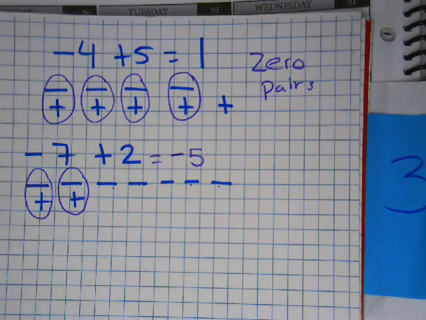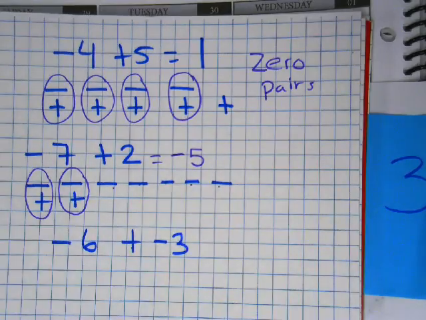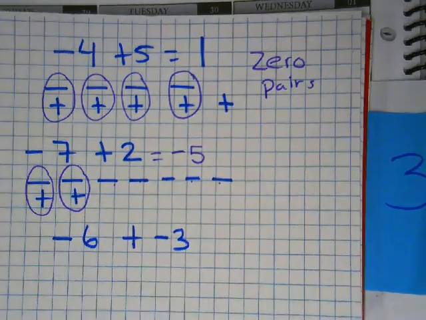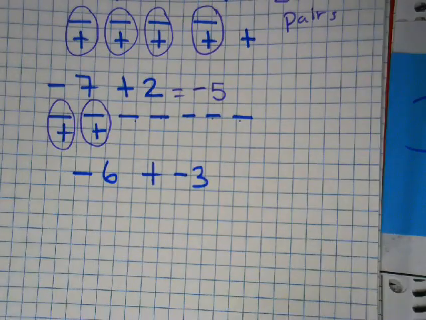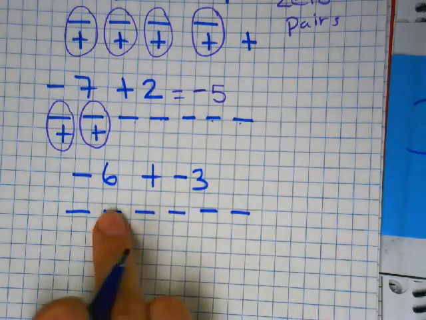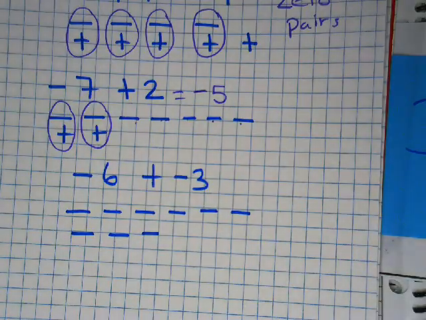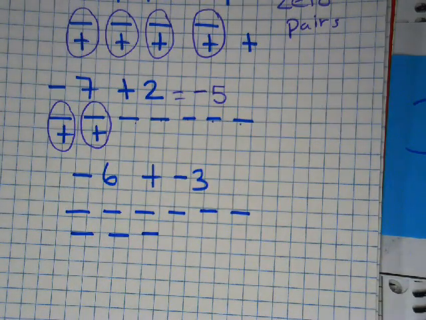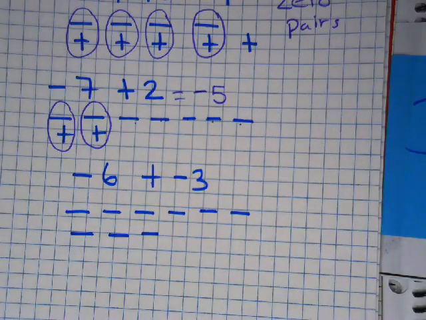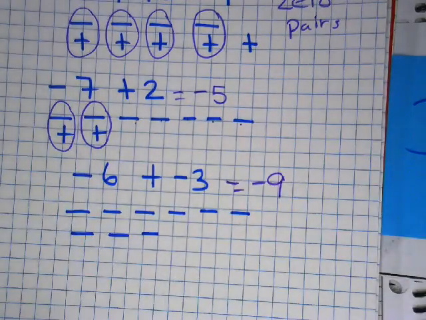All right. What if I give you -6 plus -3? What do I draw? 1, 2, 3, 4, 5, 6. Then 1, 2, 3. Can I circle anything? No, I can't circle because they're all the same. You can only circle when it's one of each. So I didn't circle anything, so then I add them up. And what's my answer? -9. Very good.